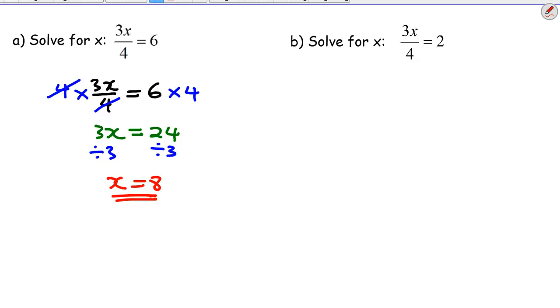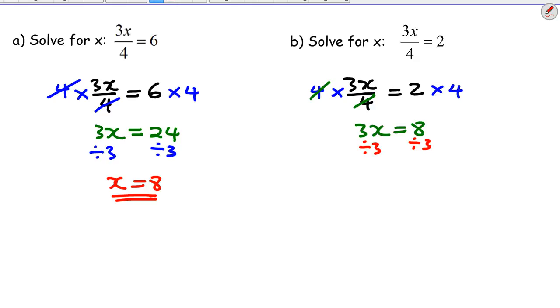In the next example, we have 3x. It's very similar to the other one. So I'll just start by copying it down. So 3x over 4 is equal to 2. The opposite of dividing by 4 is multiplying by 4. These guys here cancel. So we remain with 3x is equal to 8. And the opposite of multiplying by 3 is divide by 3. So x will be equal to 8 over 3.